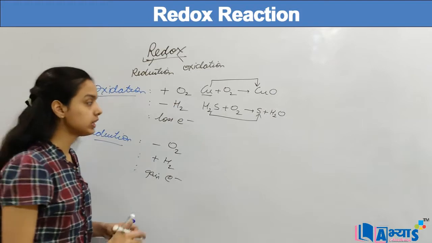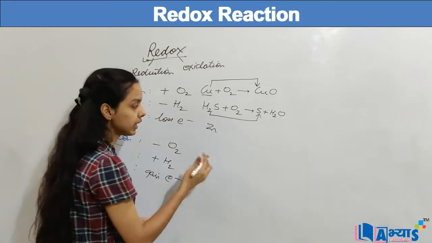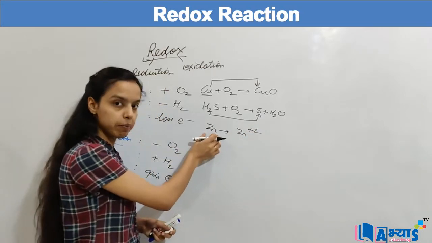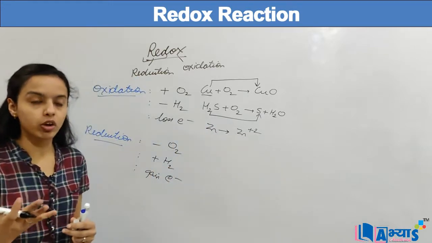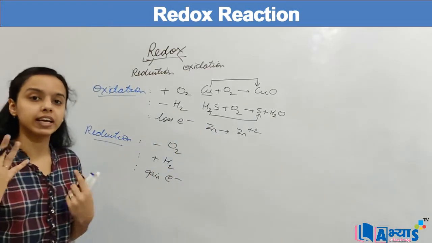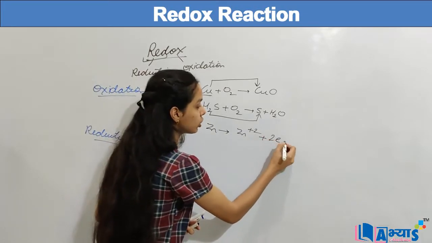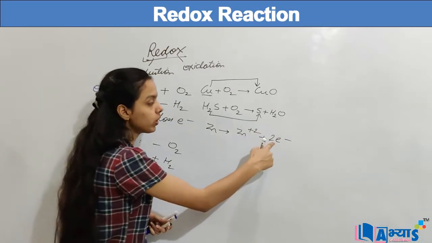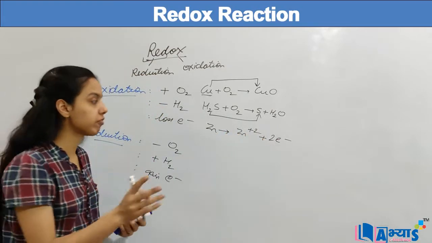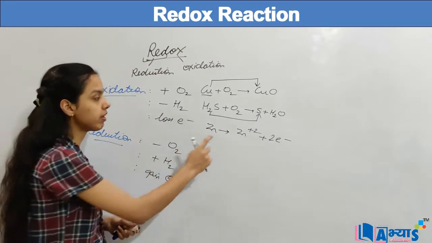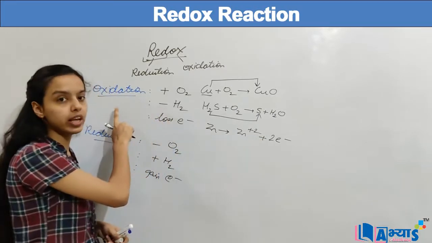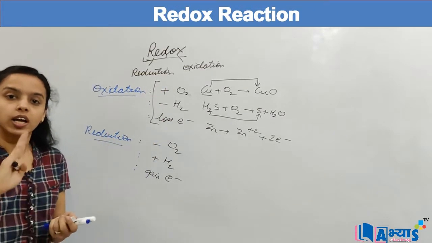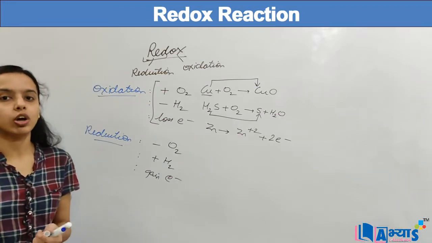In the case of electrons, if I have Zn, that means zinc, it will result in Zn2+. When an element is formed in a positive state, that is, in the form of a cation, there is loss of 2 electrons. That means electrons have been lost, because plus 2 and minus 2 balance each other and form the element zinc. Whenever there is loss of electrons, it is also known as oxidation. So these three characteristics are very important: addition of oxygen, removal of hydrogen, and loss of electrons.